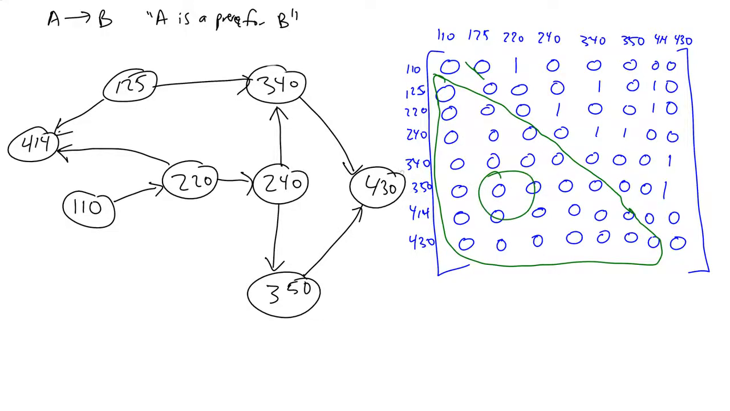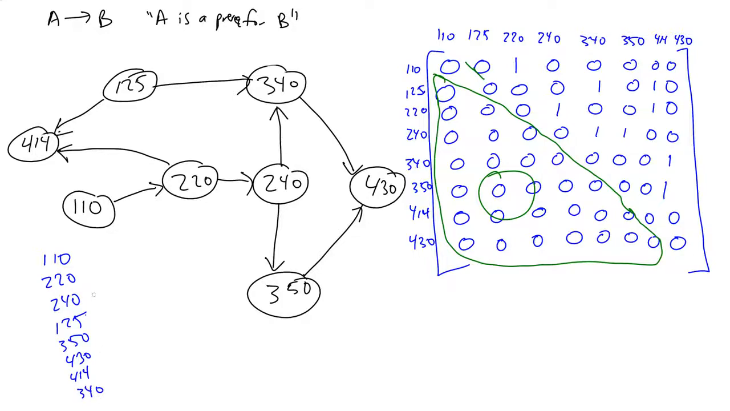Now, to see why that has to be the case, what you have to realize is that in order to complete this curriculum here, there has to be some order in which I can take the classes. There has to be an order, and one such order is 110, and then 220, and then 240, and then 125, and then 350, and then 430, and then 414, and then 340.